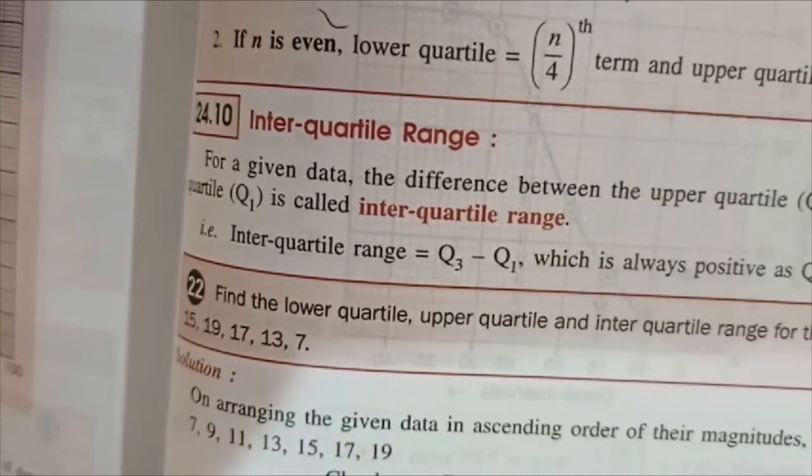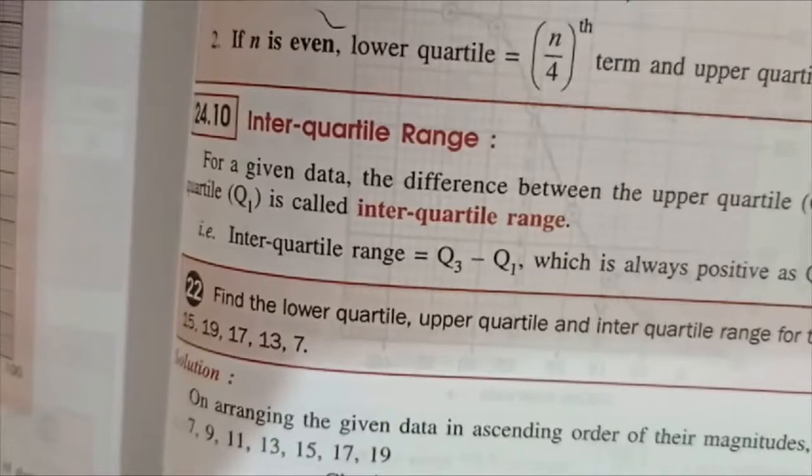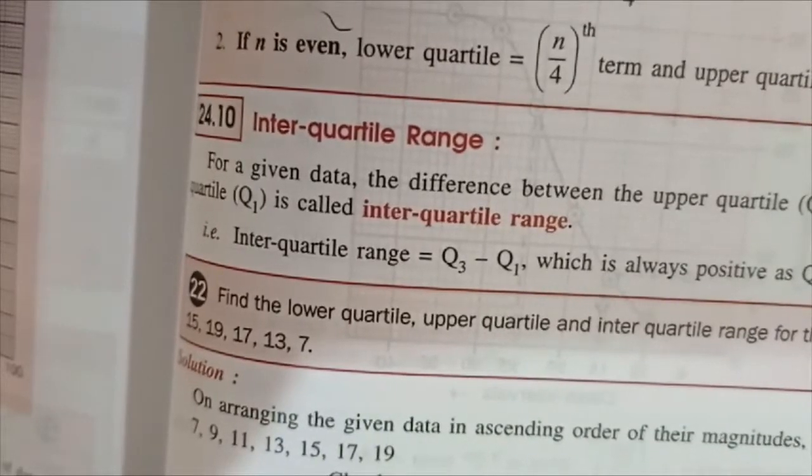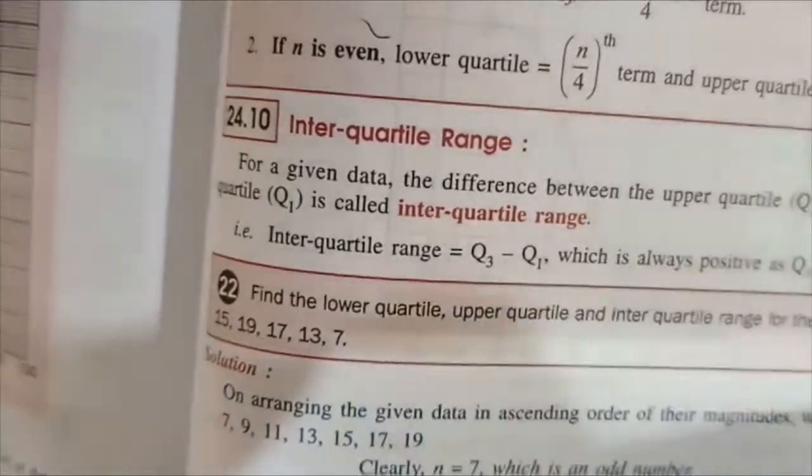Then next heading, semi-interquartile range. Semi-interquartile range is (Q3 minus Q1) by 2. Semi means by 2. Semi-interquartile range is Q3 minus Q1, the whole divided by 2.